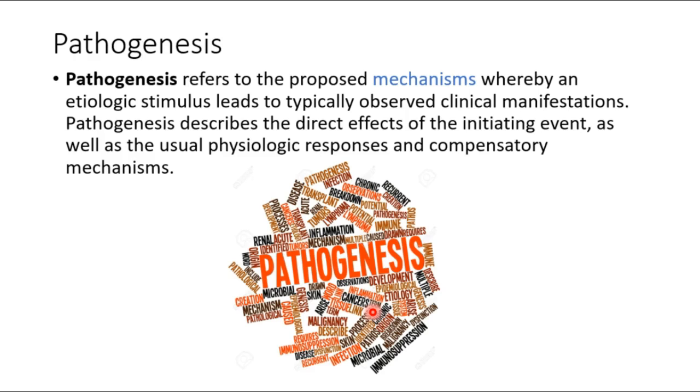So pathogenesis. A lot of these things are similar, right? Etiology, pathophysiology, we're all talking about how diseases come to be. So pay attention to the small differences between these things. Pathogenesis is the mechanism where the stimulus leads to clinical manifestation. So the beginning of the disease, how did it happen?